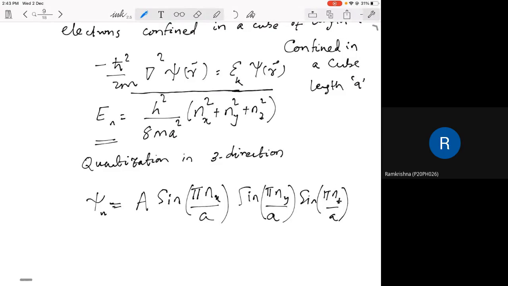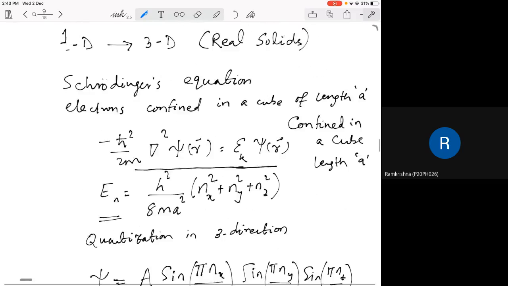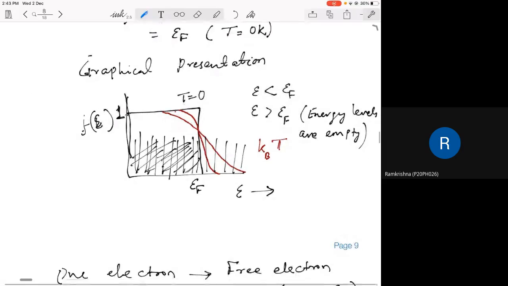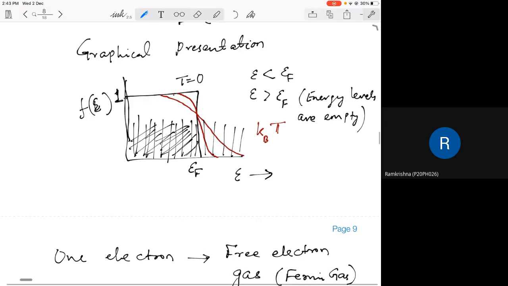In the Fermi-Dirac distribution, in this figure, for t equal to 0 we get a Fermi level. But for t greater than 0, how can we define the Fermi level?